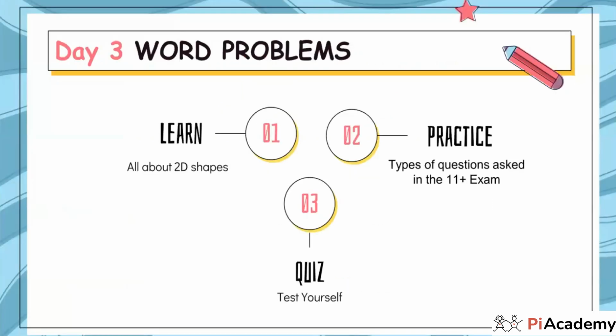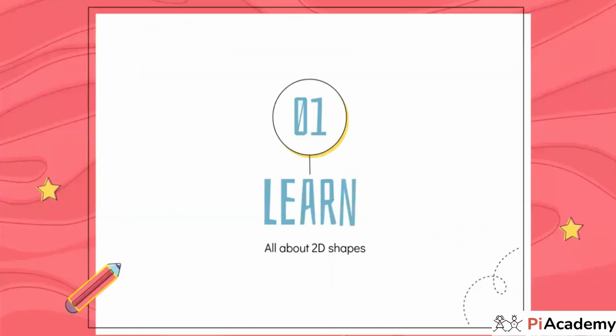As all of you know, up to now, our session is divided into 3 sections. First, we are going to learn. In that, I will tell you all about 2D shapes, in which I will explain the definition of 2D shapes, and I will also show you various 2D shapes. Then we will practice some questions, and in that we will see some of the questions which are actually asked in the 11 plus exam as well. And at the end, you have the quiz. In that, you can try to solve all the questions, and if you are doing well, then you are able to solve all the questions. So let's begin with the learning section, which is all about 2D shapes.